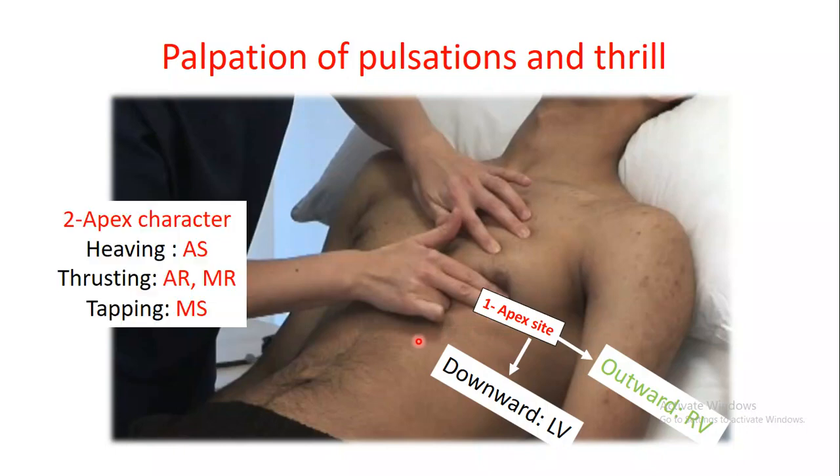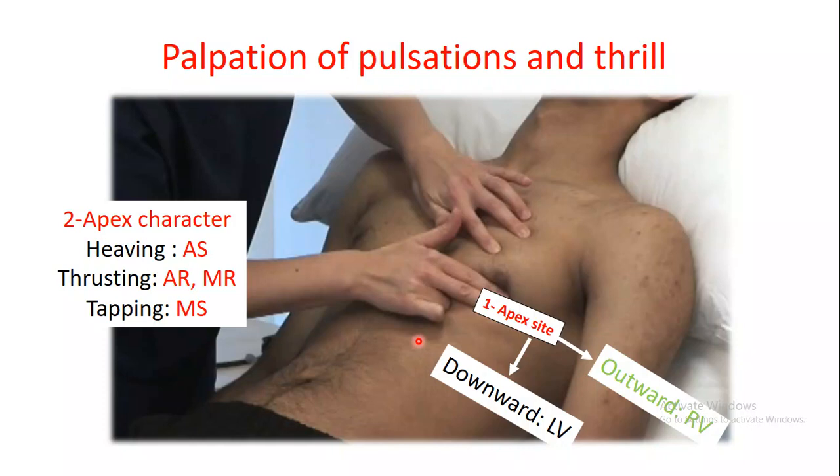The second thing is getting the character, like when we palpate the radial pulse and check for its character. Also, when palpating the apex, we are checking for the character of the apex hitting our hand. If we have what is called a heaving apex, that means the pulse is hitting our finger and becomes sustained, touching our finger. That means this heart is straining against an obstruction. This is seen in patients with aortic stenosis.